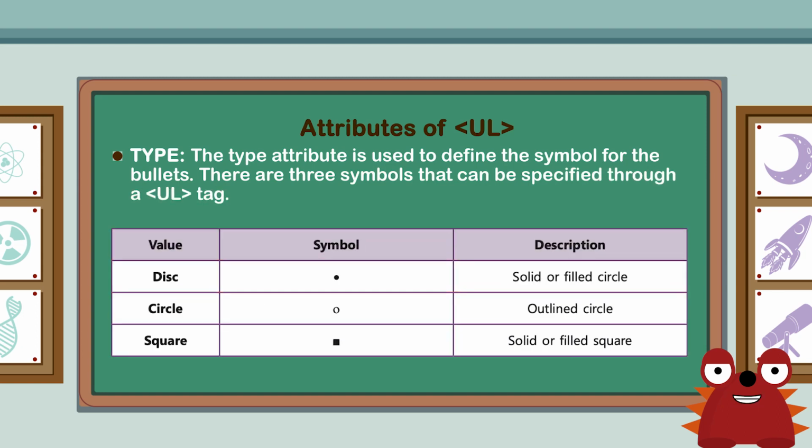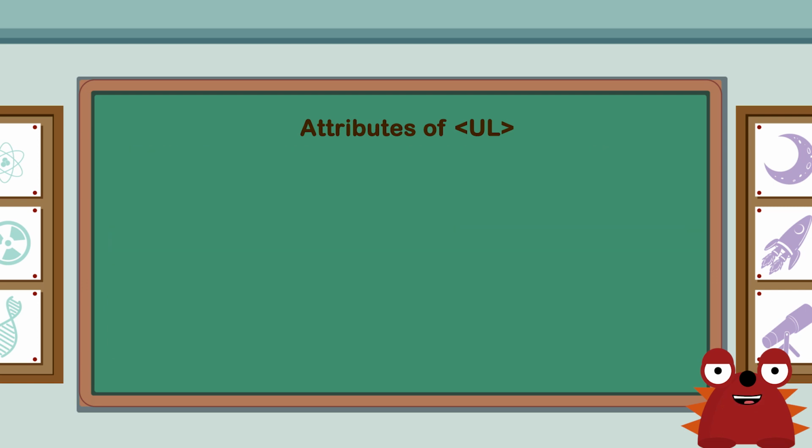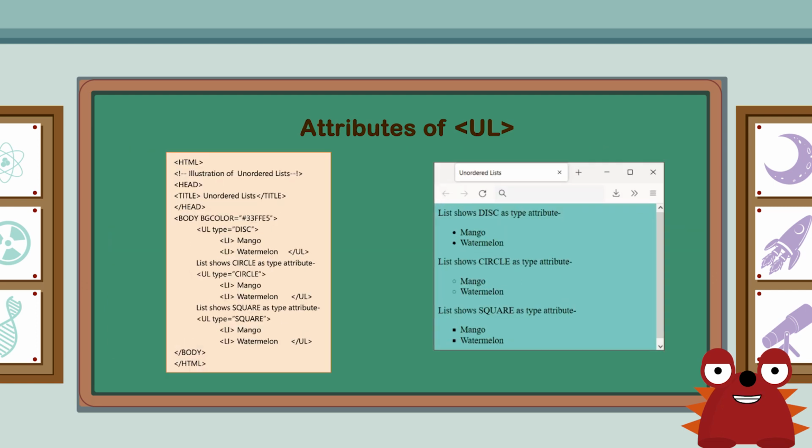First is disk, which looks like a solid or filled circle. Next is circle, which looks like an outlined circle. And finally the square, which resembles a solid or filled square. Here is an example along with its output.